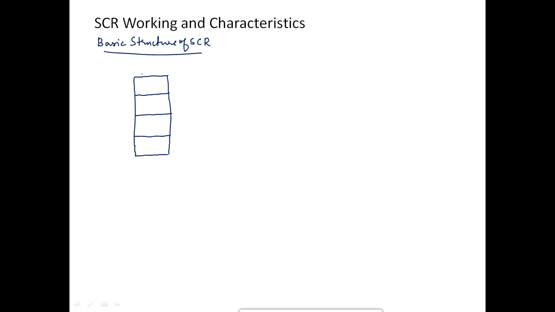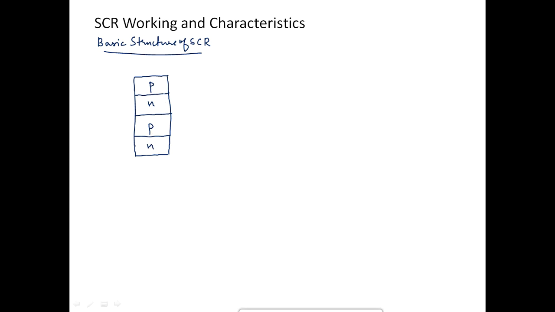Now let us try to understand its working as well as the characteristics of a basic SCR. I request the students to please be very attentive. Let me draw its basic structure and then try to understand its working with respect to it. Basic structure of SCR. It's a 4-layered structure, so I'll draw all the 4 layers first. That's the first one, second one, third and the 4th layer. So this is P, N, P, N. Now we have got all the 4 layers.